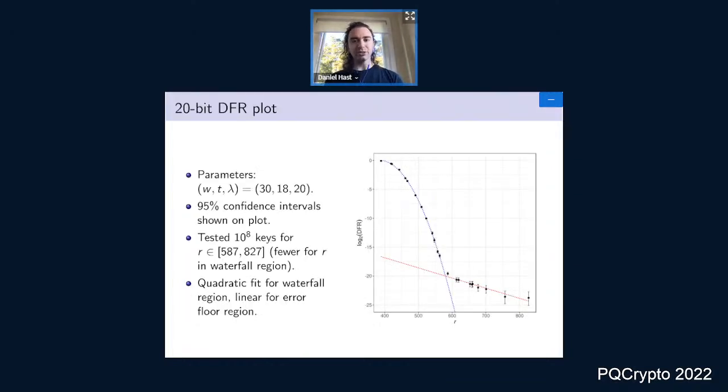So let's take a look at the results, just in terms of the raw DFR as a function of the block size. We can see here for these given parameters, we have indeed, as expected, a quadratic region, the waterfall region, where a quadratic fit is the best fit, and then it abruptly shifts to a linear fit with a much lower slope in this error floor region. And so here we can actually experimentally observe the error floor. For the rest of our results, I will hand it over to Sarah.